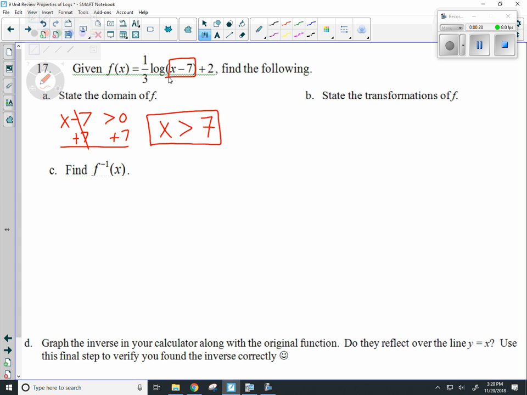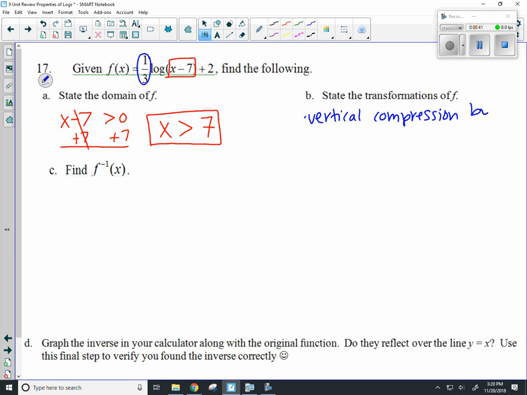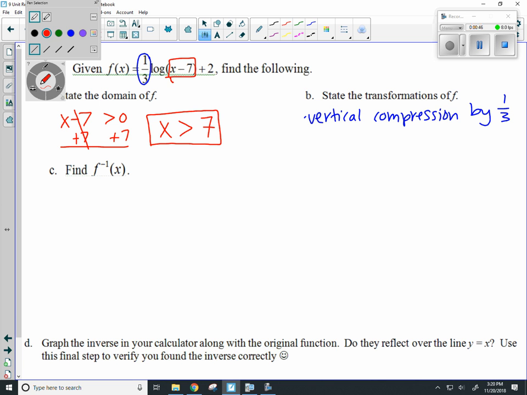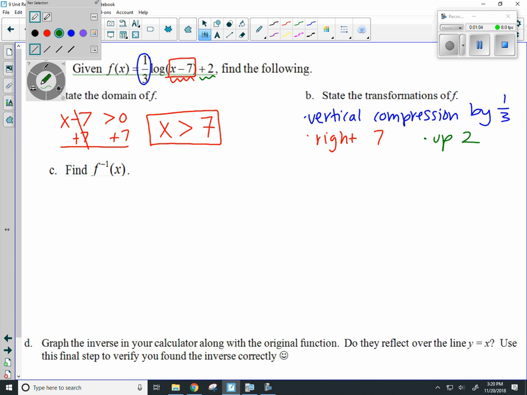Transformations, that 1/3 that's out in front is going to be a vertical compression by 1/3. The minus 7 that's on the inside is going to shift it to the right 7, which is why our domain is everything greater than 7 rather than greater than 0, which is what the domain of the parent logarithm function is. And last but not least, this plus 2 is going to move everything up 2.